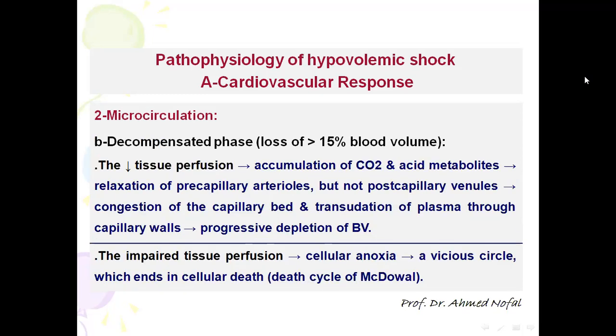The next phase is the decompensated phase, which occurs with a prolonged shock or loss of more than 15% of blood volume. The decreased tissue perfusion will cause accumulation of carbon dioxide and acid metabolites, and relaxation of pre-capillary arterioles but not the post-capillary venules. This leads to congestion of the capillary bed and transudation of plasma through the capillary wall, causing progressive depletion of blood volume. If this is prolonged with impaired tissue perfusion and cellular anoxia, a vicious circle occurs, and this will end in cellular death, which is called the death cycle of McDowell.